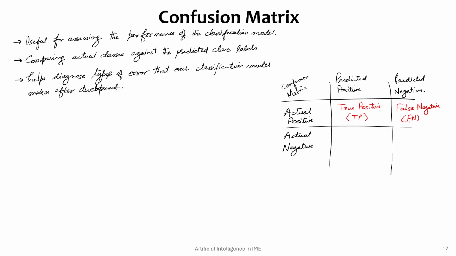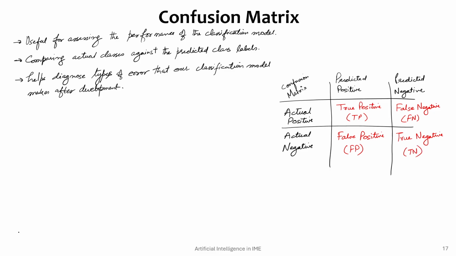Your third case could be that your current instance is actually negative in your data set, but your model is predicting as positive. So this is false positive, and it can also be written as FP. Finally, your actual label is also negative and your prediction is also negative. So this is true negative. Okay.